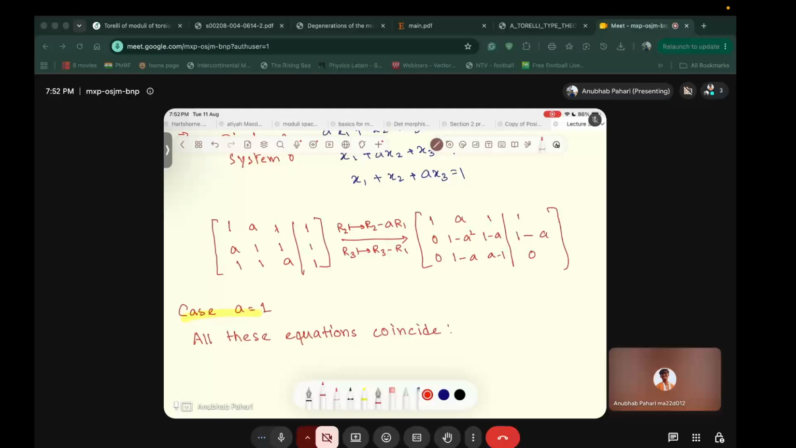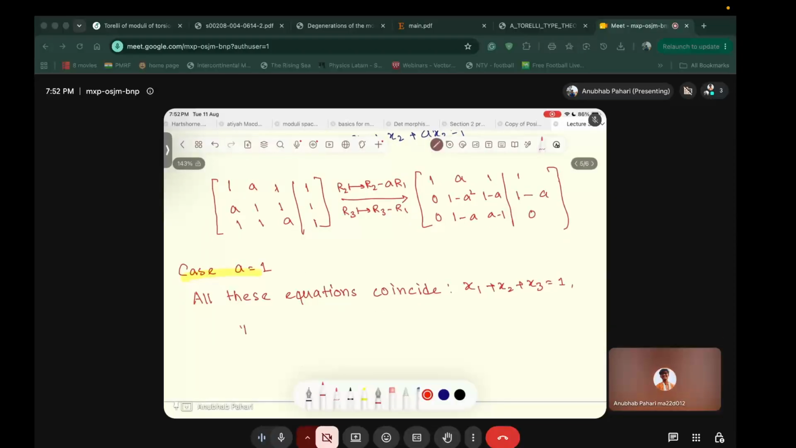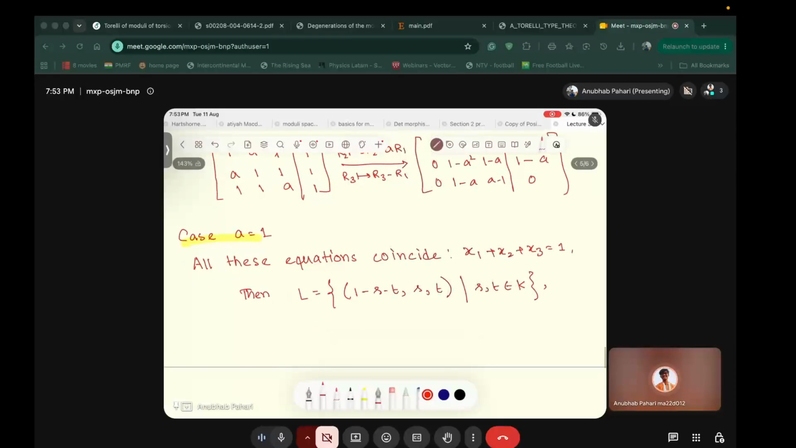that is x1 plus x2 plus x3 equals 1, and then the solution will be 1 minus s minus t, comma s, comma t, where s, t belong to the field, a two-parameter family, so it will have more than one solution.